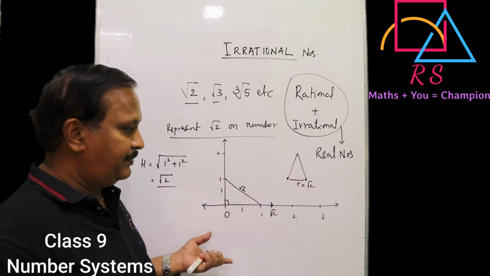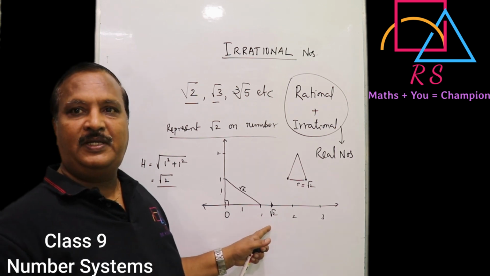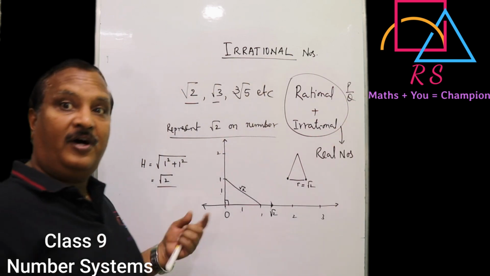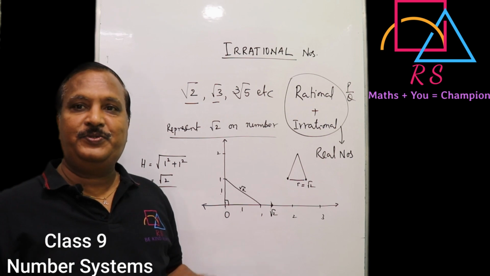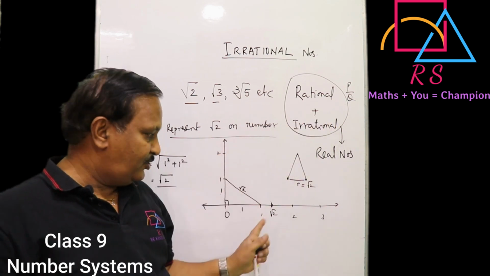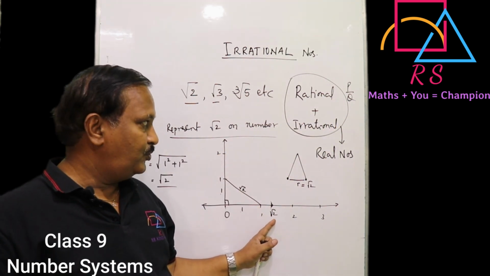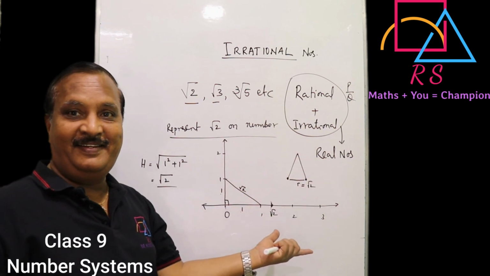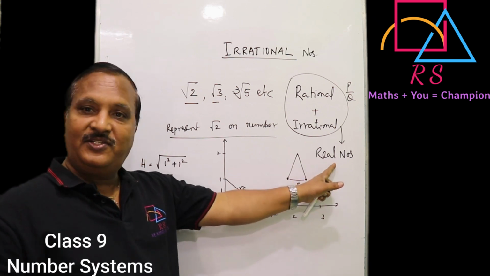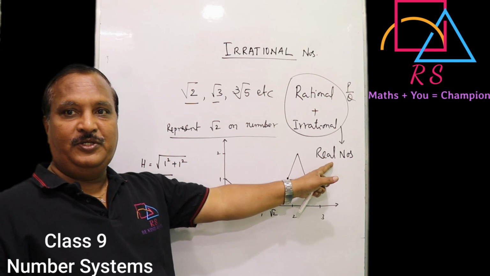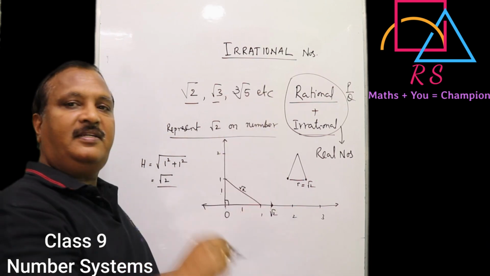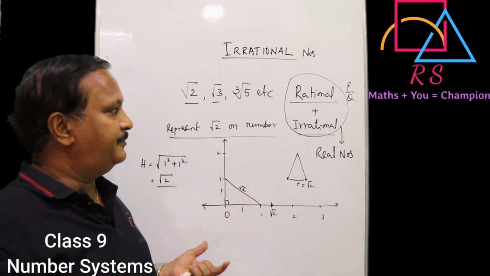Therefore it is a real number. But root 2 cannot be expressed as p by q, because p by q form are rational numbers. But root 2 cannot be expressed as p by q. That is why numbers like root 2 are known as irrational numbers. But these are located on the number line. That is why they are also called real numbers. So real numbers means irrational numbers and rational numbers together.